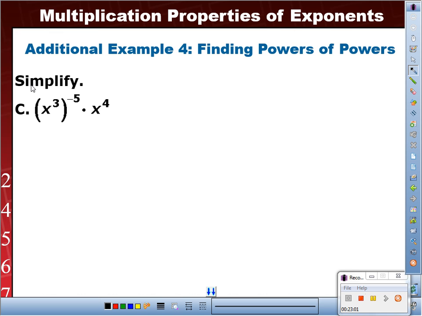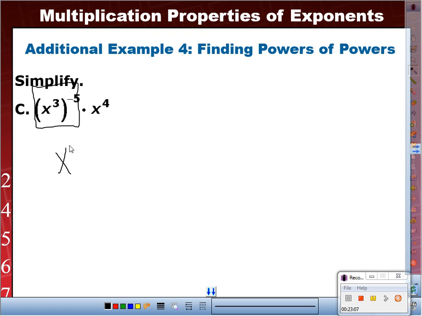I said I'm going to do this part first, so that became x to the -15. Hands if you got that. Then I said bring the next part down, but now what property are we using? The product of powers. Are they the same base? Yes. That means we're going to add these, so therefore we end up with x to the -11. Hands if you got that. Okay, good.